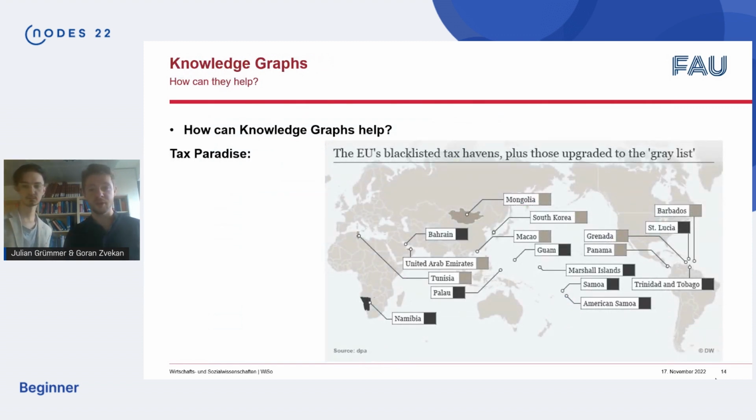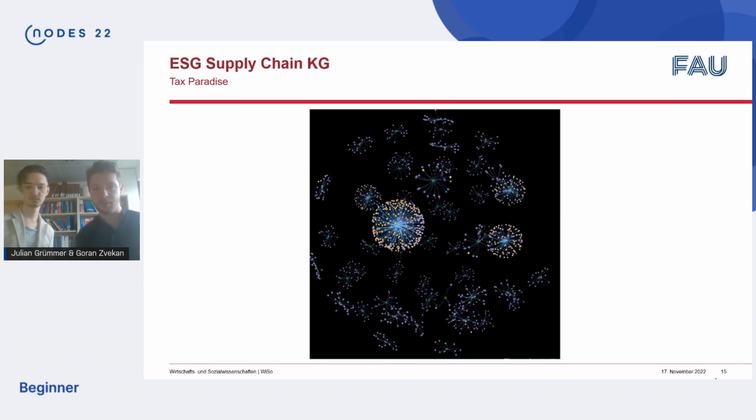So we want to use some use cases, for example, tax paradises. Here you can see a list of the European Union's blacklisted tax havens, plus those upgraded to the gray list. We wanted to see whether some of the suppliers from Adidas, H&M, and Nike are in those countries. Are they active there? This is the graph we get. If you look for the suppliers and match them with openly available data you can find on the internet about tax havens, tax paradises, and blacklisted countries, this is pretty huge, and you cannot get a lot of information out of it. That's why we want to have a closer look.